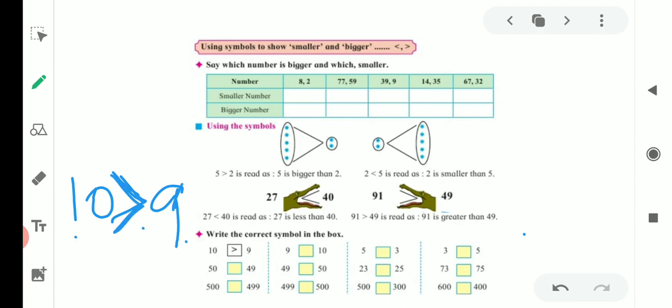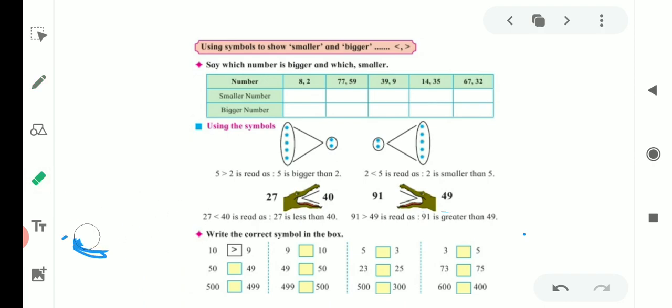Because the opening of the mouth always faces towards the greater number. The crocodiles always want to eat the greater number. Remember that.